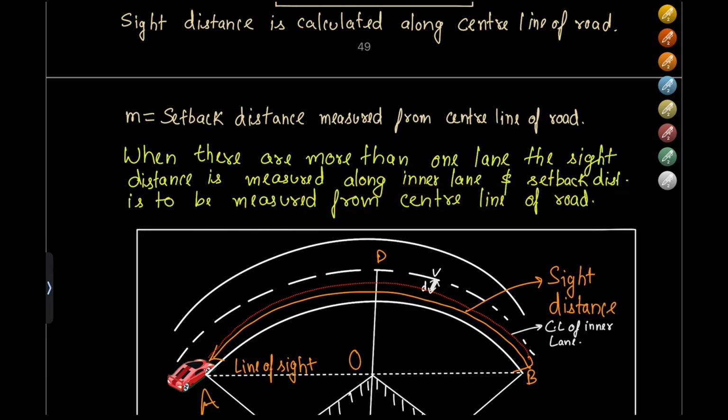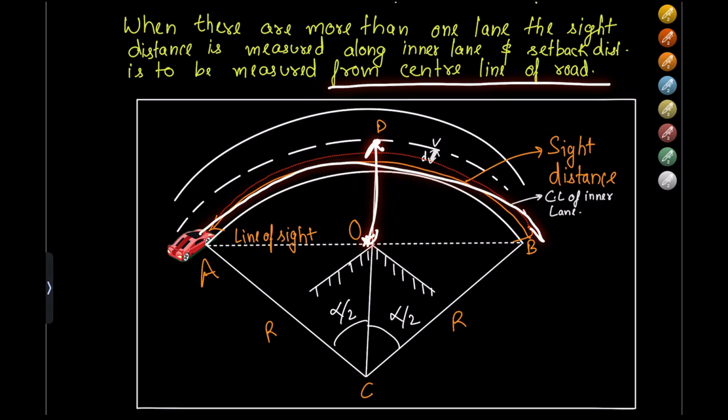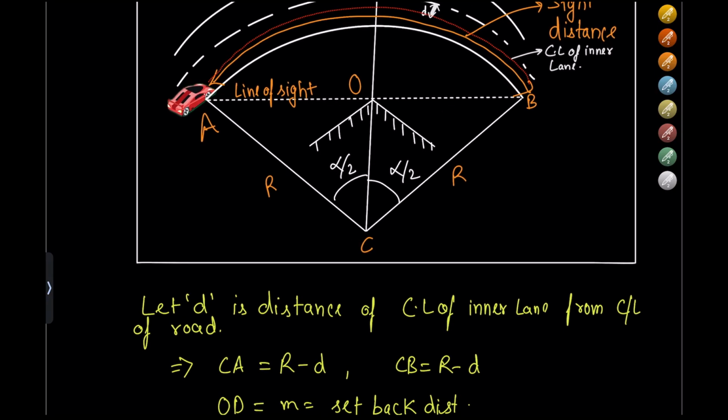What does this mean? The sight distance is measured for the innermost vehicle, the vehicle moving on the innermost lane of the road, and the setback distance is to be measured from the center line of the road. This is the point from where the setback distance is measured and the sight distance is measured on this line, right? So for this particular case, let us have a look at the calculation of the setback distance.